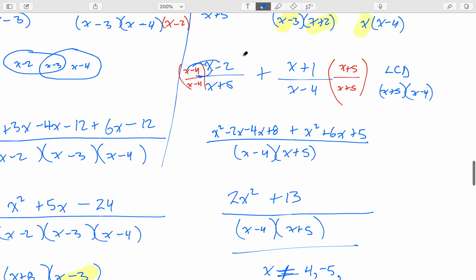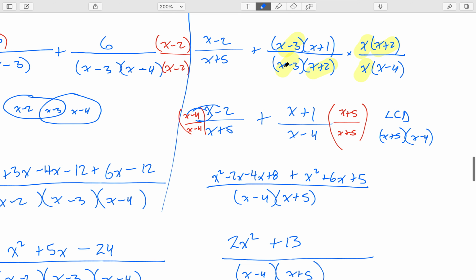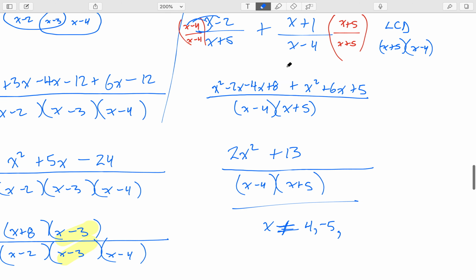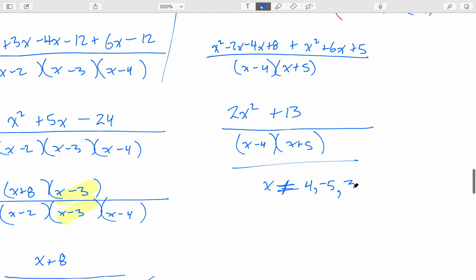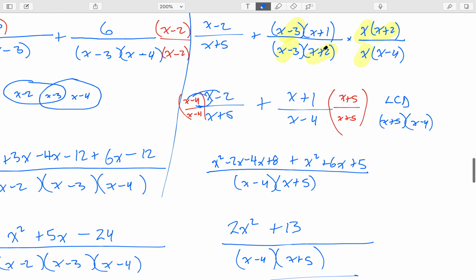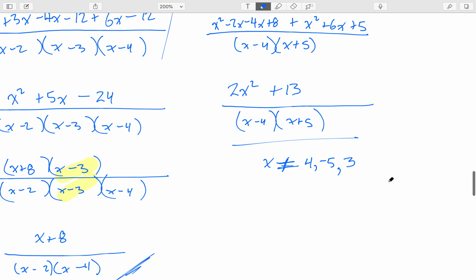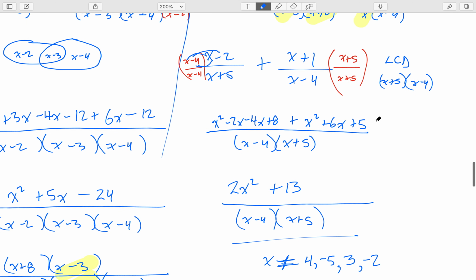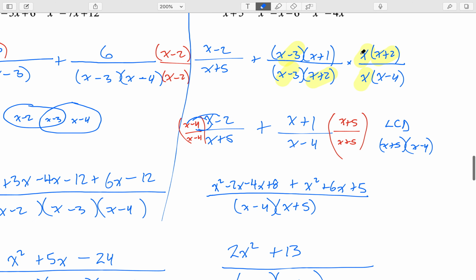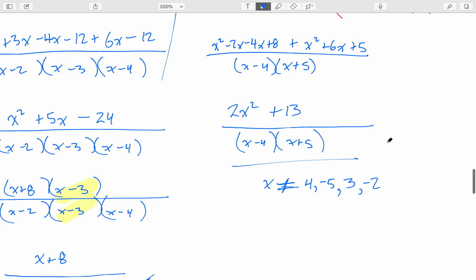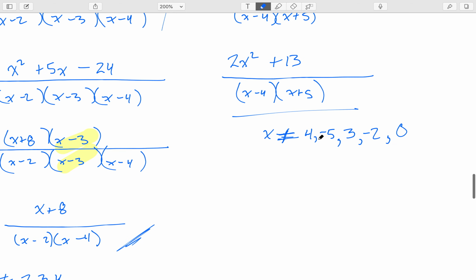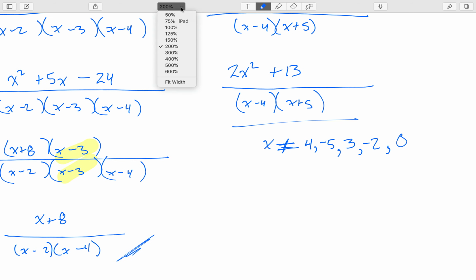4, 5, 4, 5. Oh, back up here. See the 3? It canceled out, but it's still a restriction. So positive 3. The x plus 2 canceled out, which means negative 2. Oh, and the regular x all on its own right here. Well, that's like saying x minus 0. Sometimes they write it as x minus 0 as a factor. Big deal. If I was to just plug in 0, that would be the problem. Okay, so yikes. That was a bigger question too.